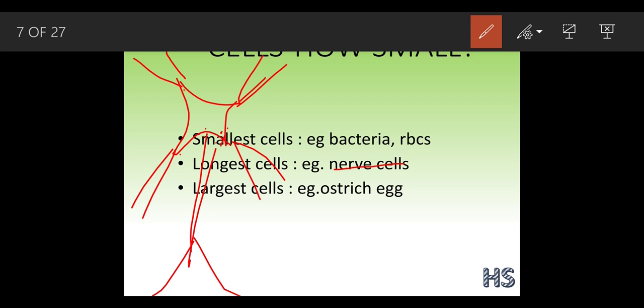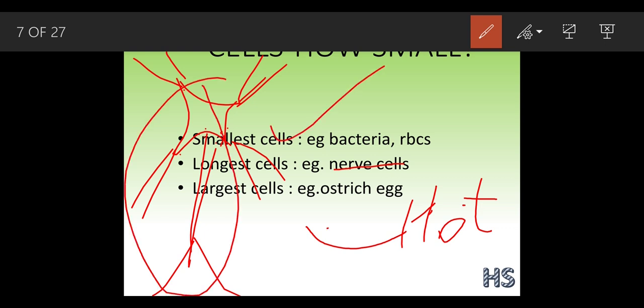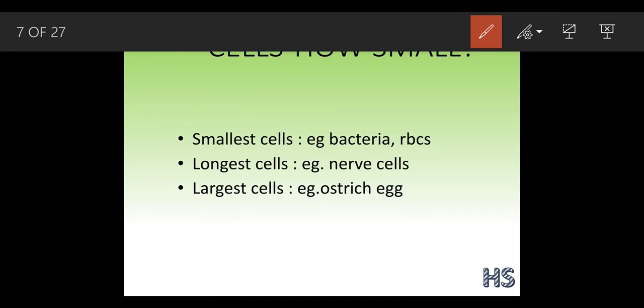Suppose a hot object has been kept out here. How do we know that the object is hot? By touching it with our hands. When you touch with your hand, the impulse, like the message carried to the brain, is carried by this nerve cell which is present inside our body. It is the longest.